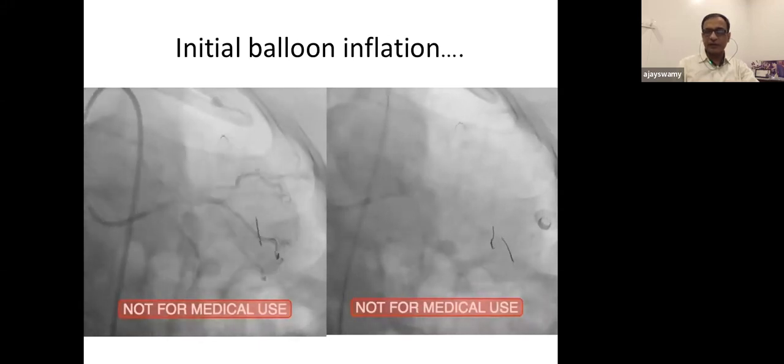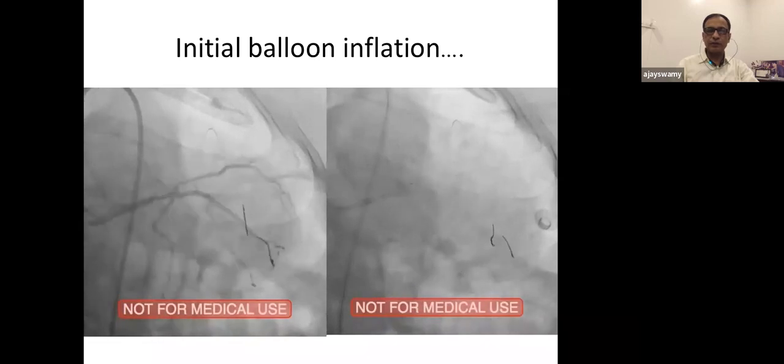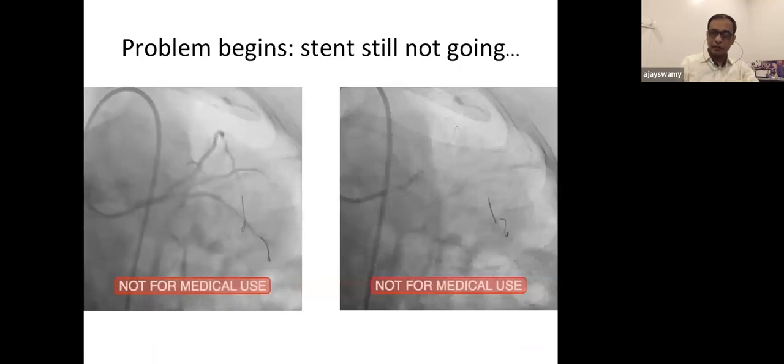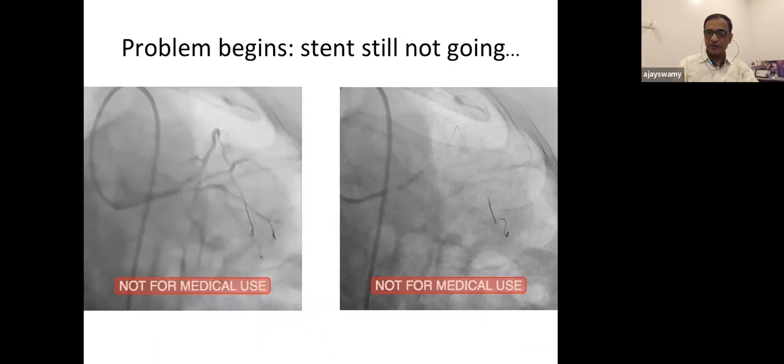It was dilated well. This is a 2 millimeter balloon, which had no problems in crossing and dilated. But the stent wouldn't pass. So a little more dilatation was done with a slightly bigger balloon, 2.5, but the stent is still not going. And now you can see that a little bit of dissection has emerged, which seems to be progressing rather backwards as well. And the ostium of the circumflex is also now involved.